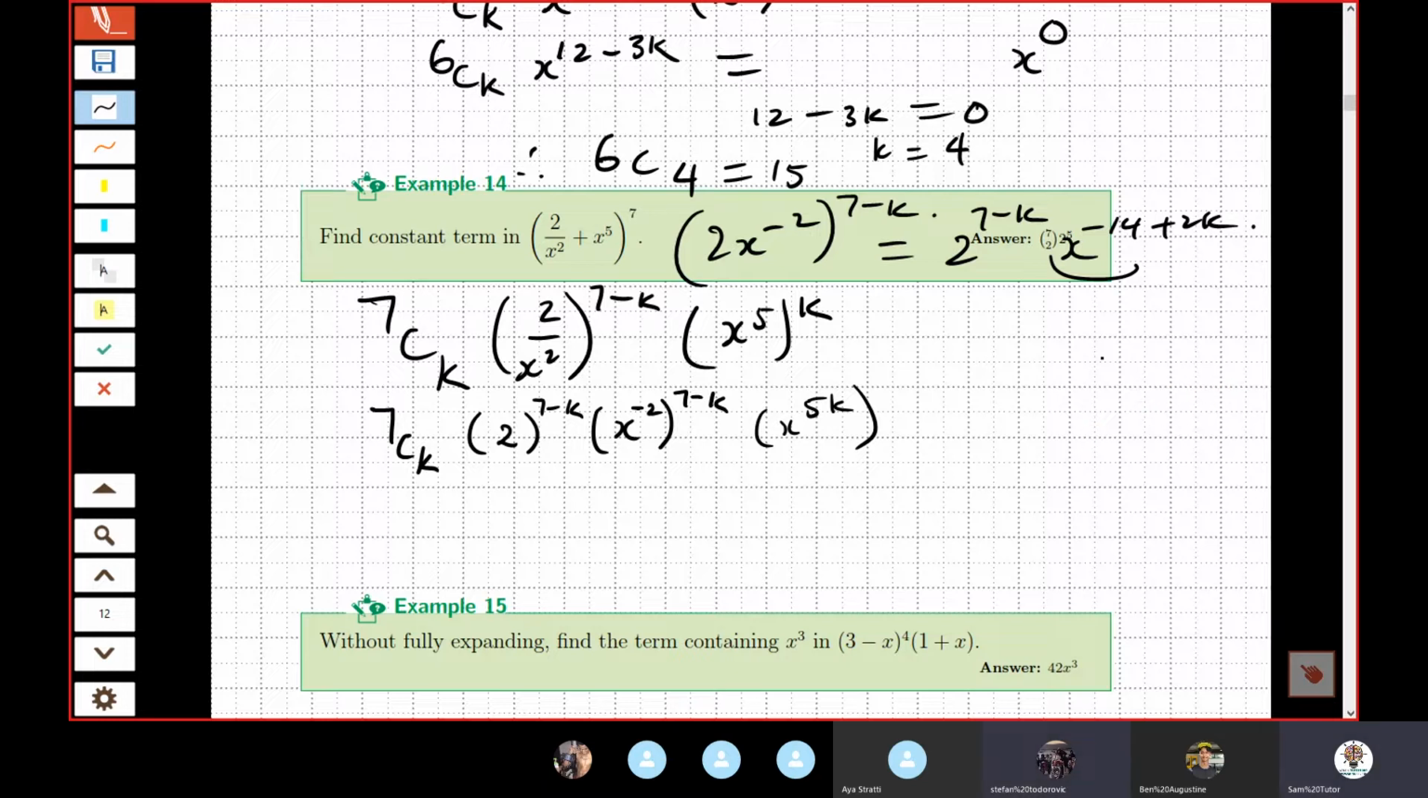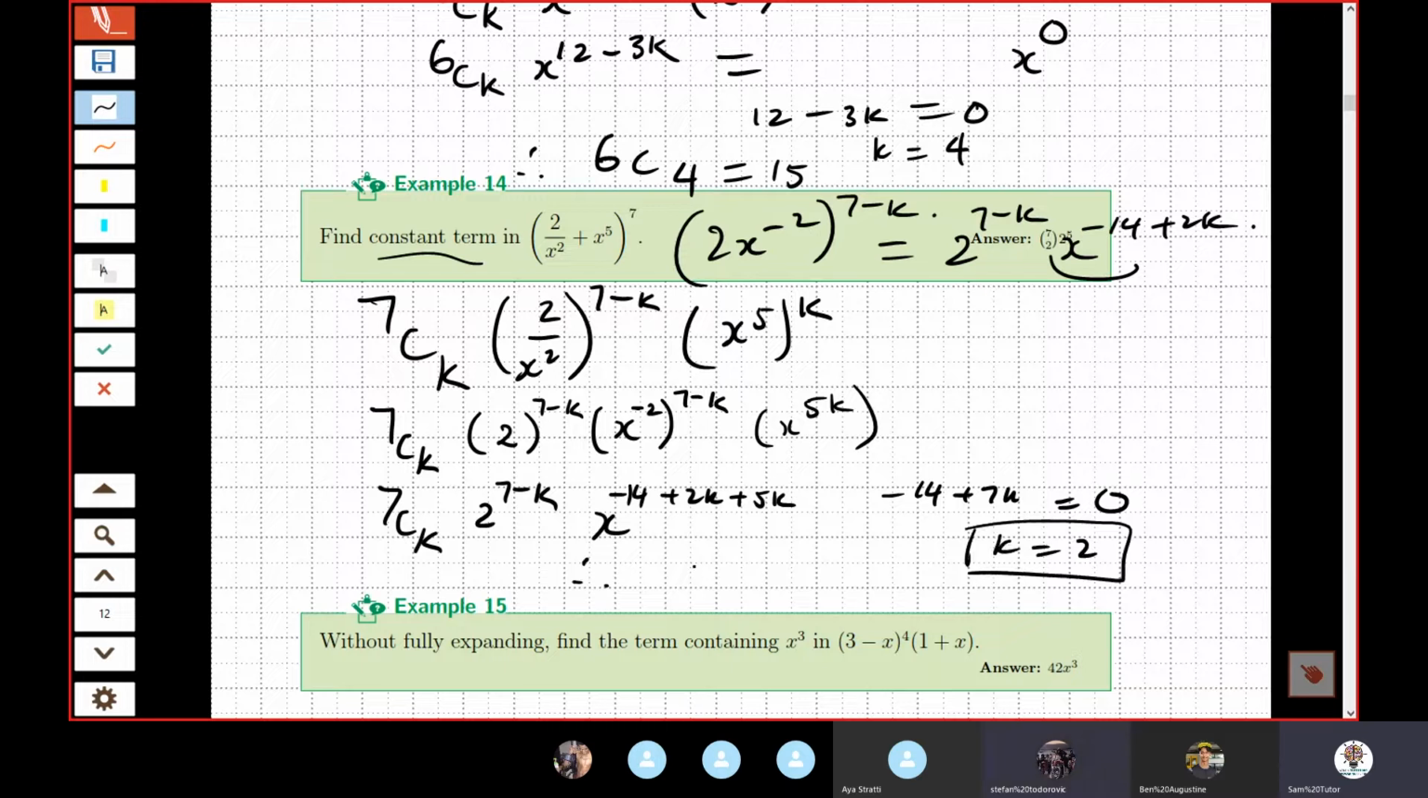For those who do partial fractions and stuff. All right. Where are we? 7 choose k, 2 to the 7 minus k, x to the negative 14 plus 2k. And then obviously, because this is multiplied, plus 5k. And then eventually, this power here. So negative 14 plus 7k must equal 0 because you want a constant term. k must equal 2. Therefore, the answer is 7 choose 2 multiplied by 2 to the power of 7 take away 2.